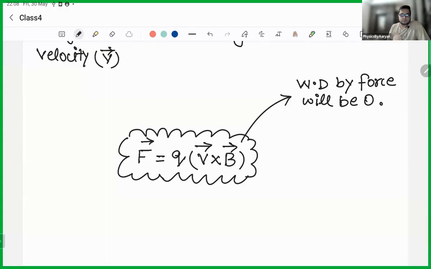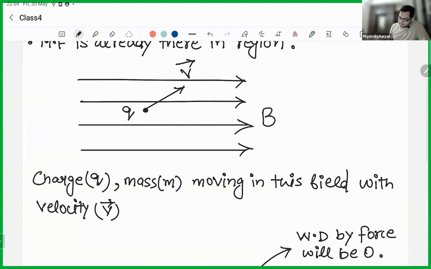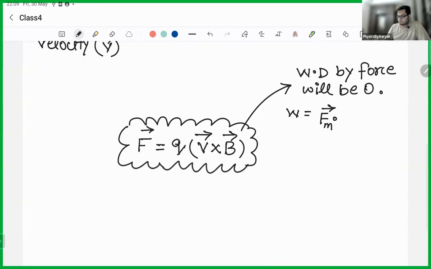So the magnetic force never does work. What do I mean by work done by the magnetic force? Let's say I have some charged particle Q, and it goes from position 1 to position 2 because of this magnetic field. The magnetic force is acting on this particle, so the particle changes its position. If you find the work done by the magnetic force, it will always come out to be 0. You know work is the integral of force into displacement, so this will always be 0.